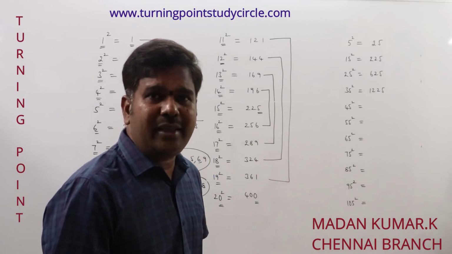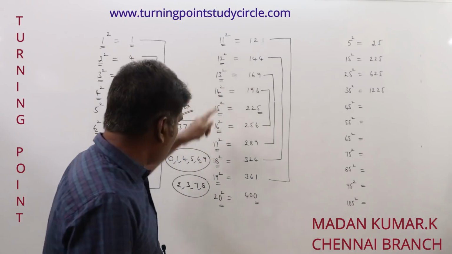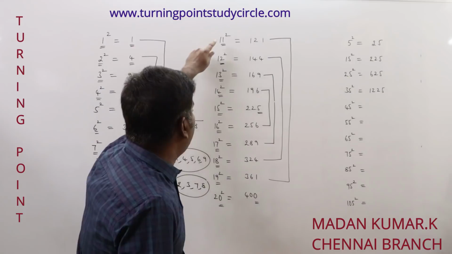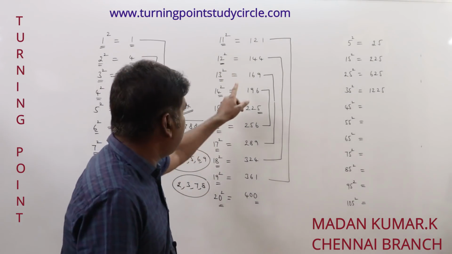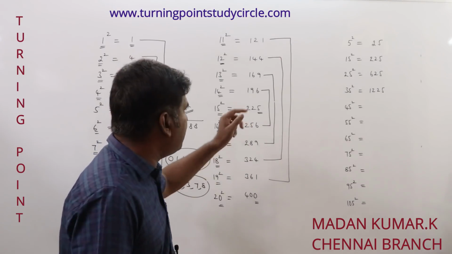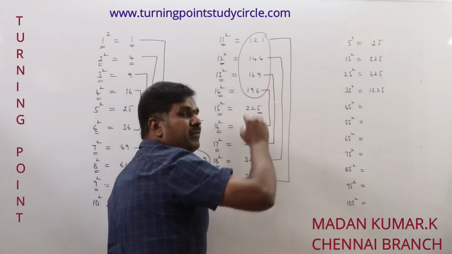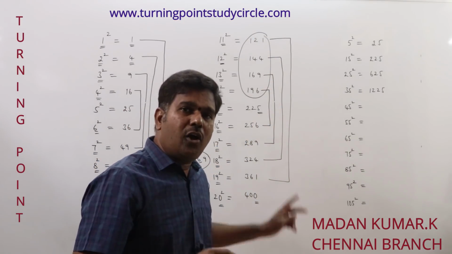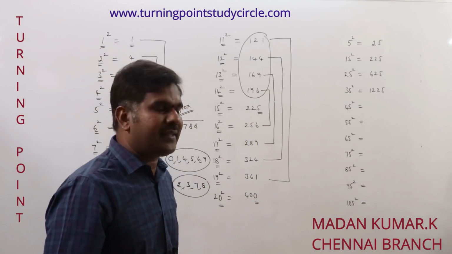Now, how to remember the squares. We discussed 1 to 10 squares in detail. Now coming to 11 to 20, how easily can we remember? 11 square is 121, 12 square is 144, 13 square is 169, 14 square is 196. If you observe these four, 11 to 14, they are between 100 and 200. So between 100 and 200 there are a total of 4 squares.